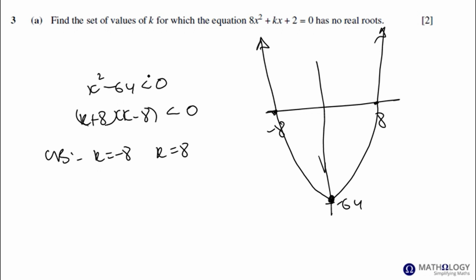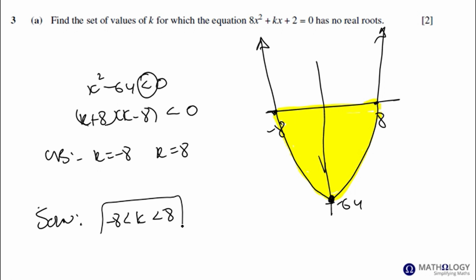We are looking, because the inequality is less than, for negative y values. So we are looking for the k values where the function lies beneath the x-axis, which is between the two x-intercepts of the function. So the solution is k is less than 8 and greater than minus 8.